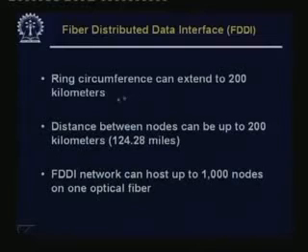So, ring circumference can extend to 200 kilometers. Distance between nodes can be up to 200 kilometers. Okay. So, an FDDI network can host up to 1000 nodes on one optical fiber. That is how it was conceived. Of course, this optical fiber is not just one continuous optical fiber. This optical fiber goes hop by hop, that means from node to node. What kind of nodes, etc., that we will see.